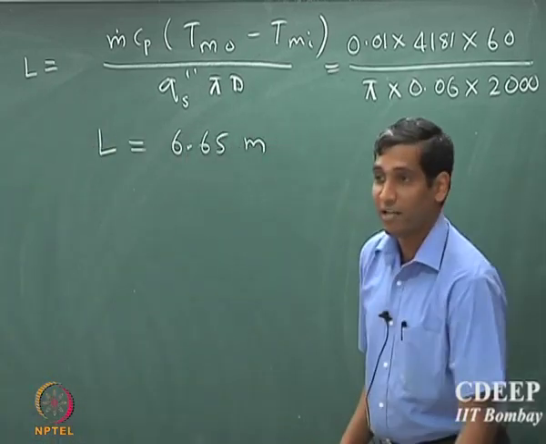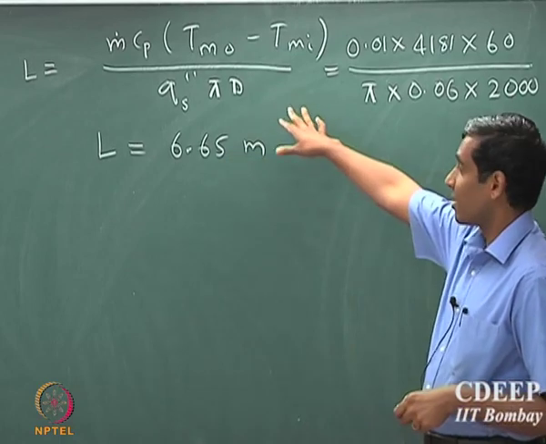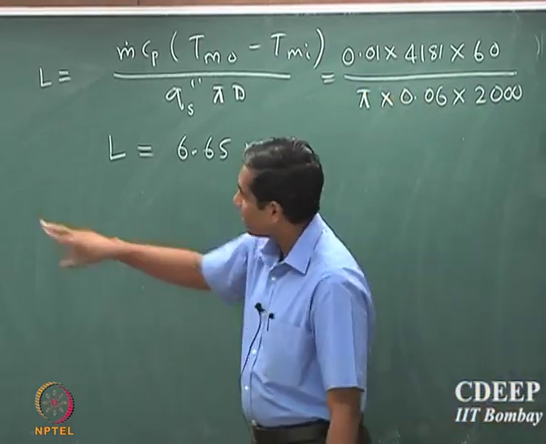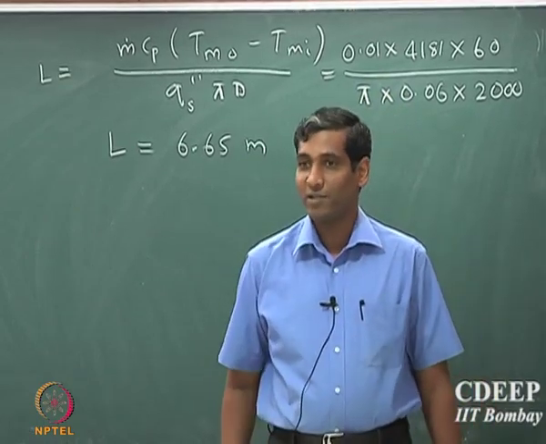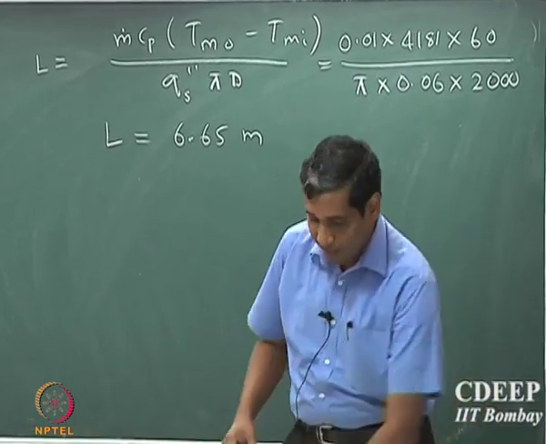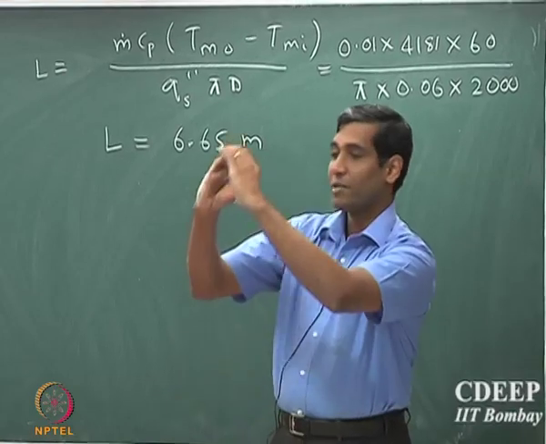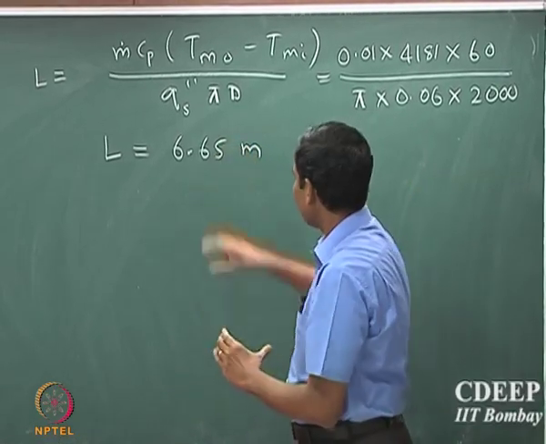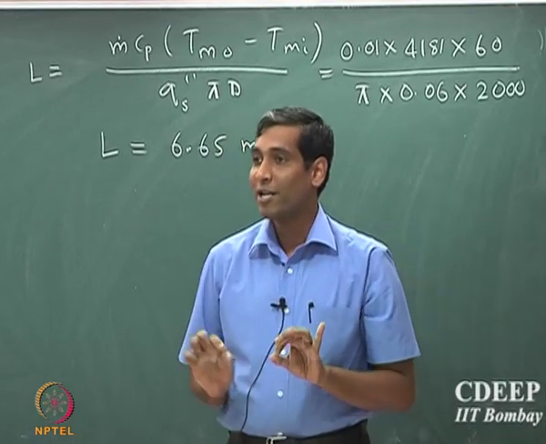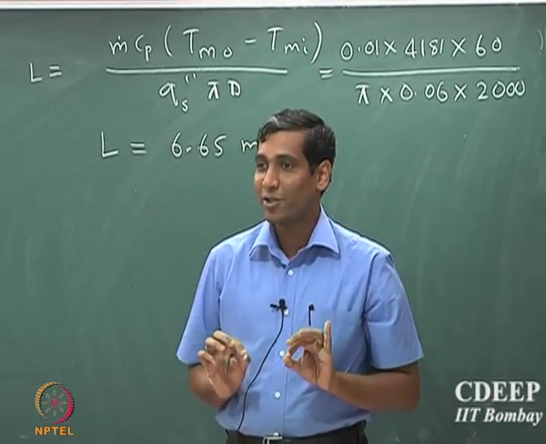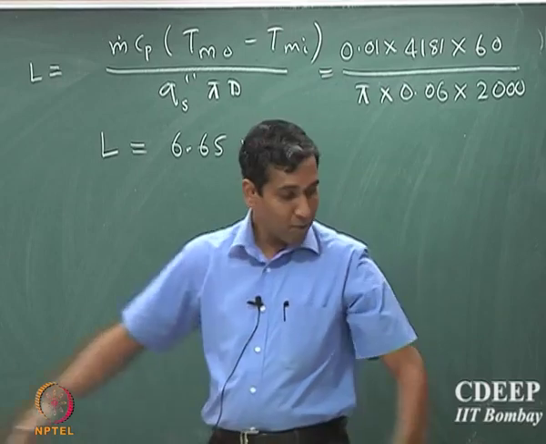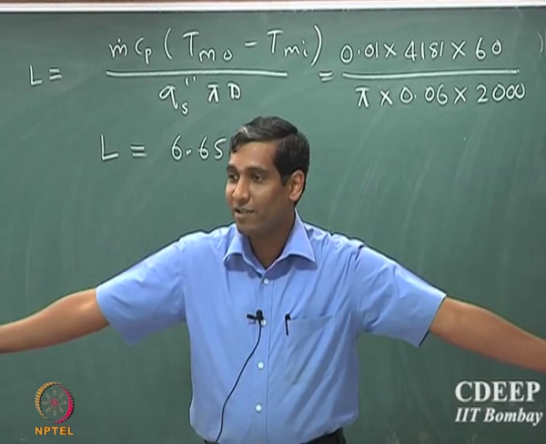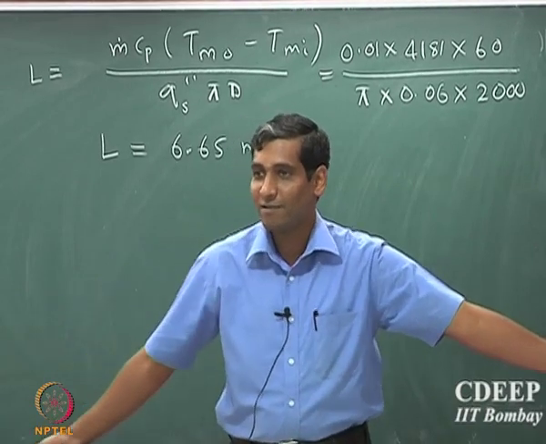So I want you to stare at the numbers. By the way, this is a realistic set of numbers. So look at that. The diameter of the tube is 60 millimeters. 60 millimeters is how much? It's this much, right? 6 centimeters is the diameter. And then the length of the tube is 6.65 meters. That's almost the length of this dais, right? 6 meters. That's pretty high.